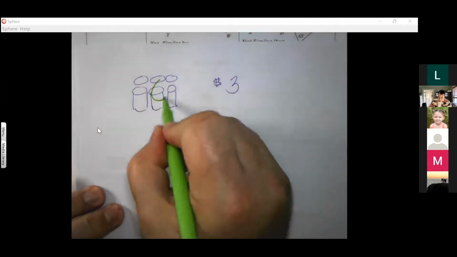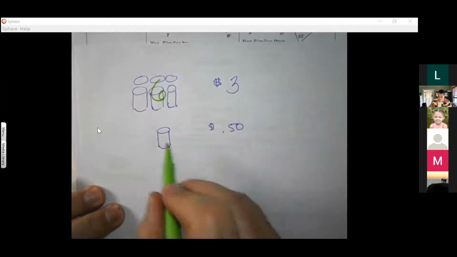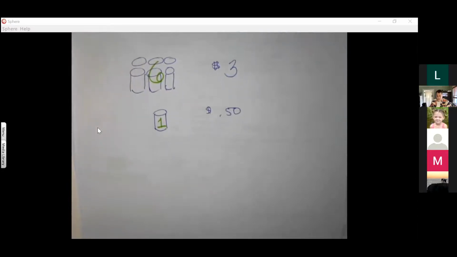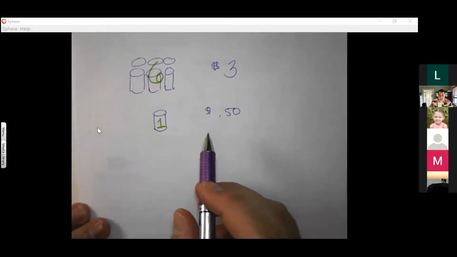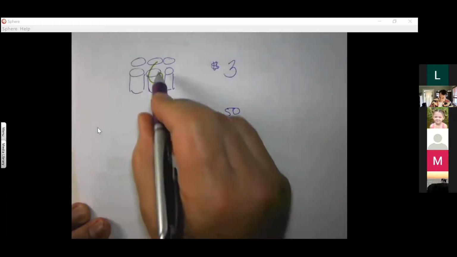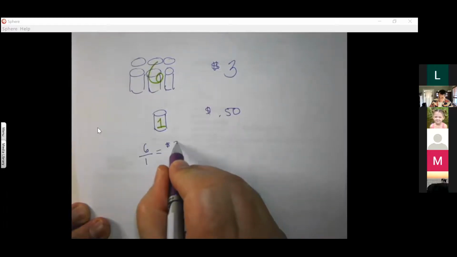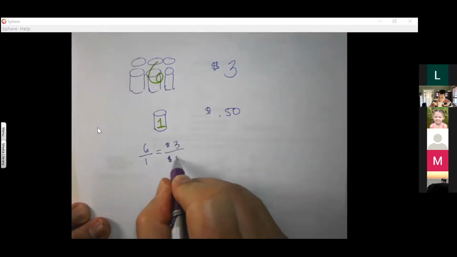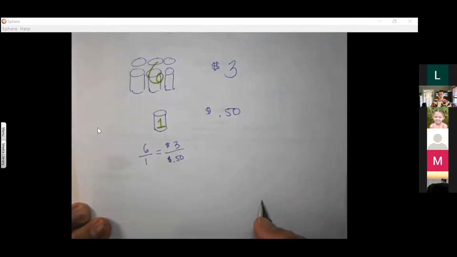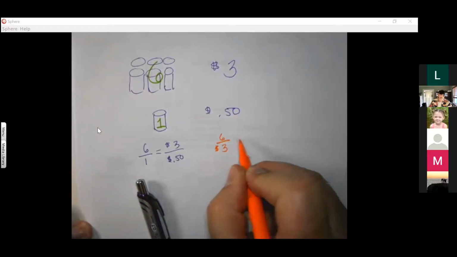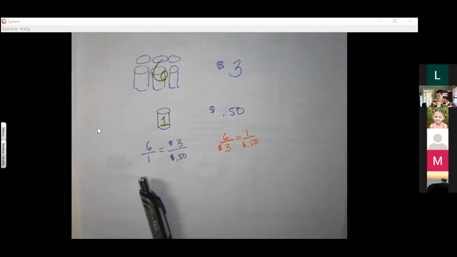In this case, we're talking about 6 cans equaling $3. And here we're talking about 1 can being 50 cents. One proportion that I could make is I could say that 6 cans is to 1 can as $3 is to 50 cents. And that would be a valid proportion. But I could also say that 6 cans is to $3 as 1 can is to 50 cents. And that would be fine.